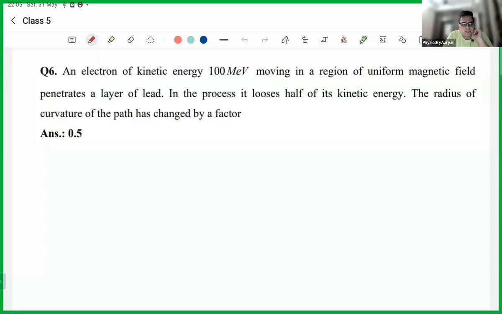Today I had a change in plan. What we will do is complete magnetism more or less today. At least we will try.